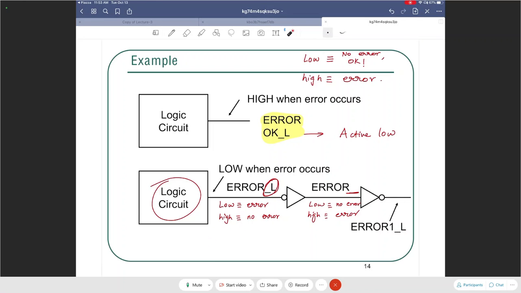This particular example just describes how you can go from an active low to an active high signal, and how those names correspond to what they mean. For example, error underscore L means that if the signal is low, that's active, so error has occurred. And if the signal is high, then there's no error that occurred. All right, let us stop over here.